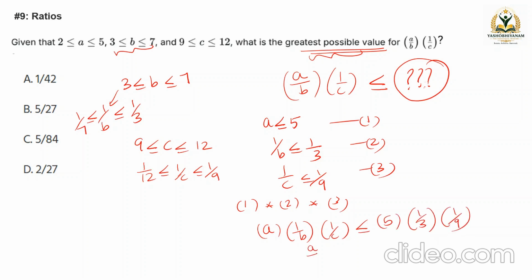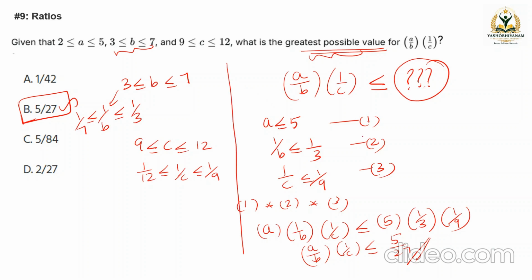So this is nothing but a over b times 1 over c is less than or equal to 5 over 27. So the greatest value is actually option D, which is your 5 over 27. Clear? All these are positive numbers. Remember that either when you multiply by a negative number or when you take the reciprocal, in either case the inequality would reverse. That is how we have arrived at these inequalities here.